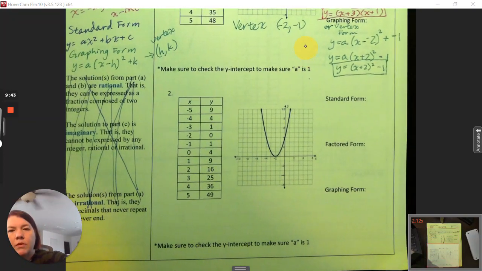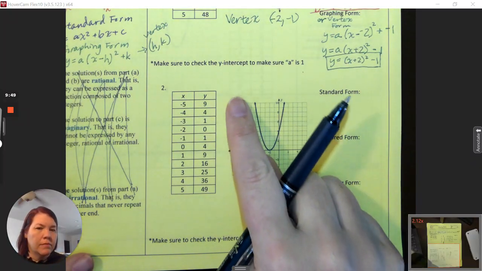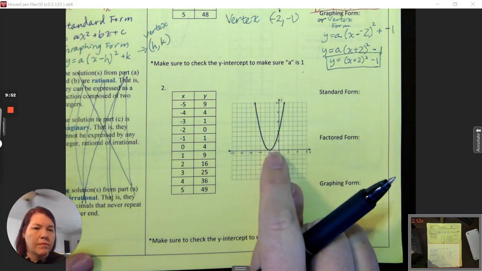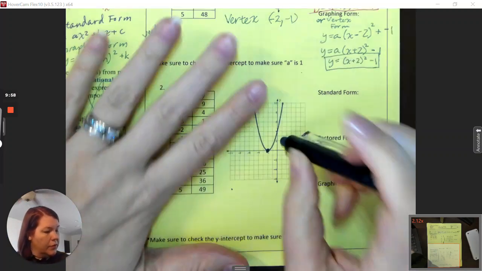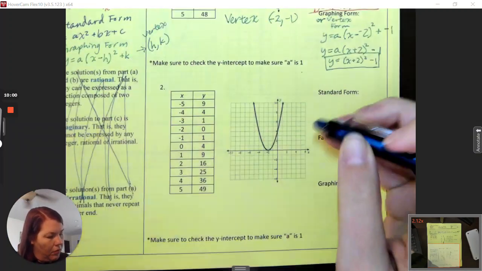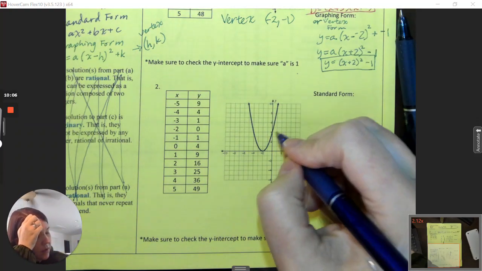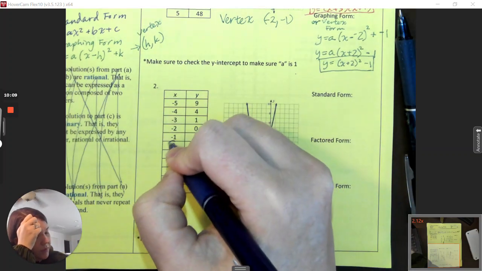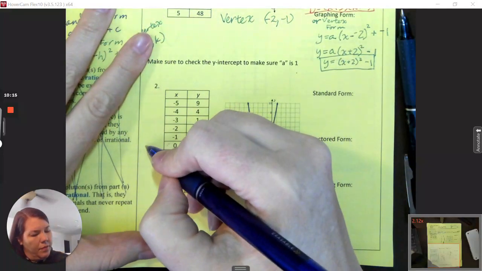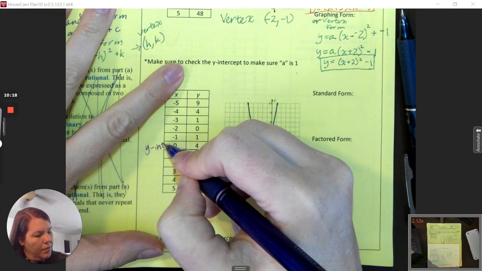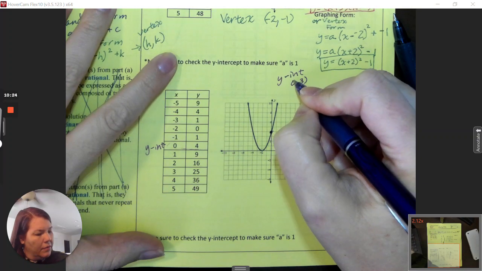So let's go ahead and try number 2. All right. So when I look at this, I'm going to check for the vertex. There's the vertex. Vertex is green. So y-intercept first. Y-intercept is 0, 4. I don't want to circle that. So I just am going to notice everything. 0, 4.